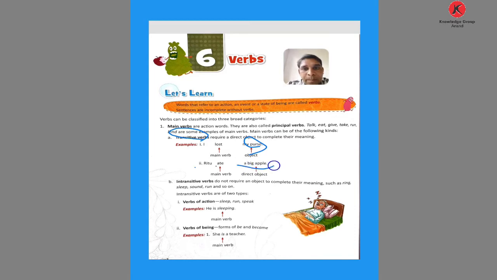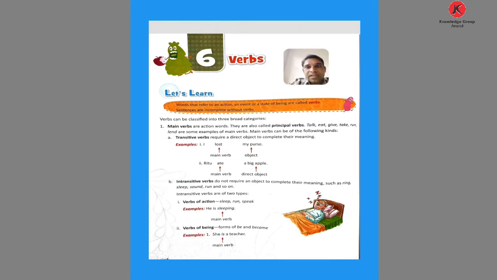Ritu ate a big apple. Ritu is the subject, ate is the main verb, past tense, and a big apple is a thing. So it's a direct object. Which object? Direct object. What did Ritu eat? A big apple is the answer. So this is the direct object.